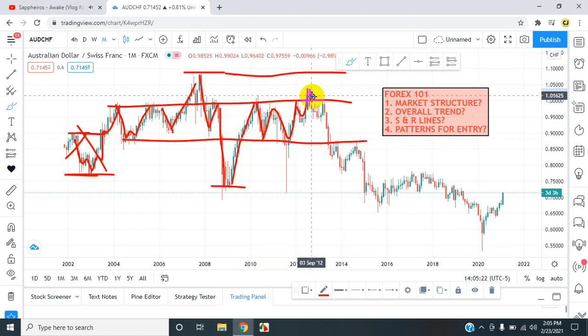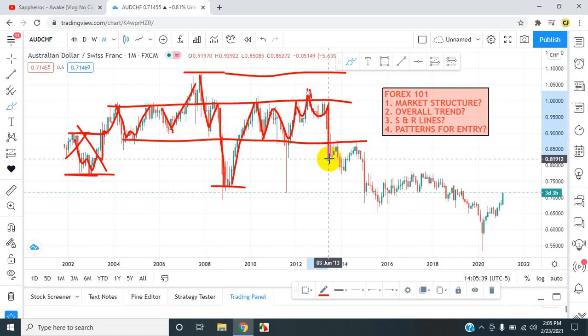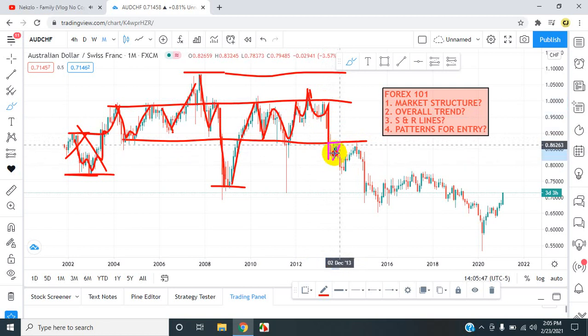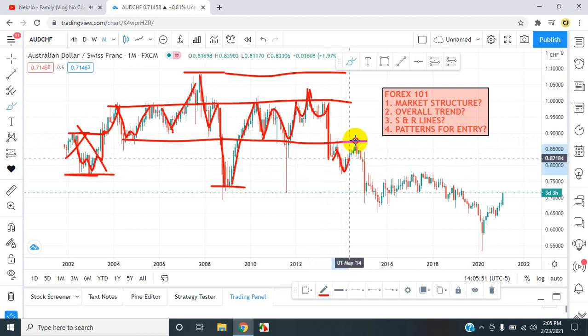To retest our resistance, it held, came back out of it, broke through our resistance to retest previous areas of resistance again, to not break it, and the market just dropped. Once the market dropped, it dropped out of our support area to retest our support area, to break down further, to retest our support area again.